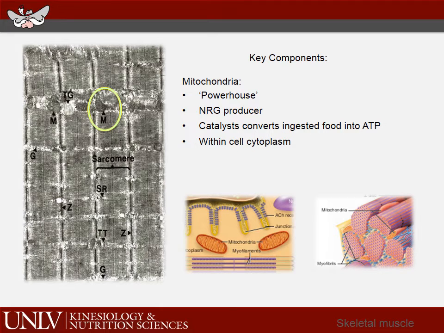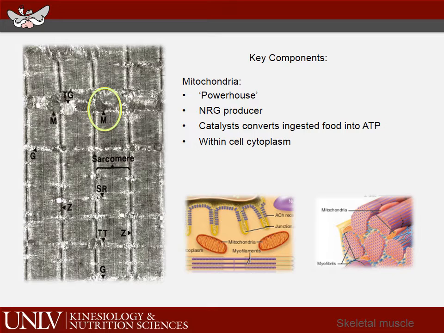So let's go back to those key components that we talked about a little earlier. And this is kind of what it looks like if we took an image of what the mitochondria and certain things would look like. So again, key components, the mitochondria, as we said earlier, was a powerhouse. It produces the energy in the form of ATP. So it's the catalyst that converts that ingested food into that adenosine triphosphate, which again, through a series of pathways, which we will discuss later on, will convert into energy that we need.